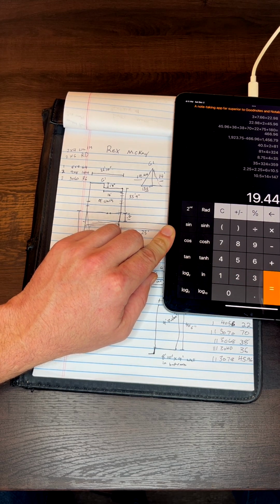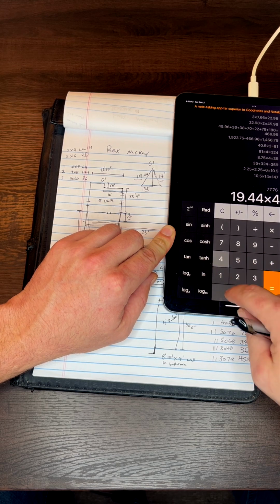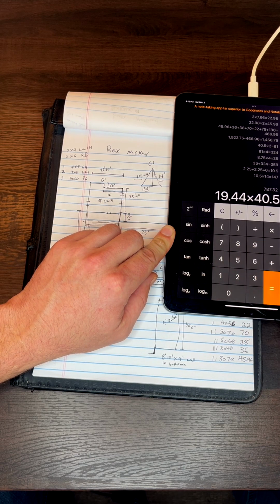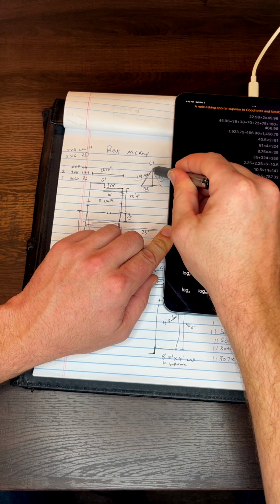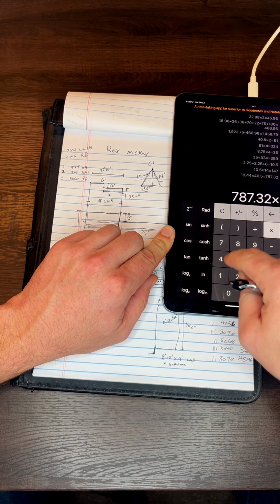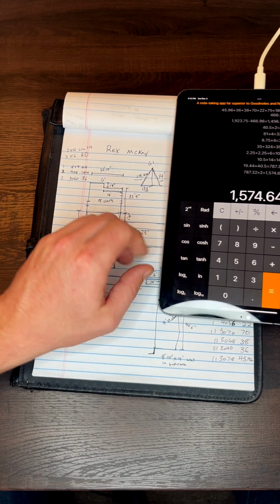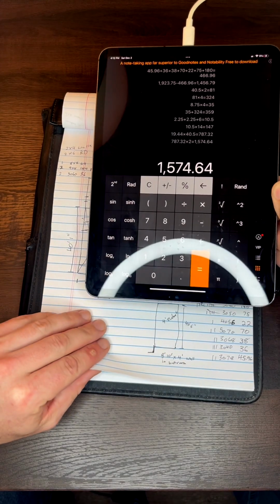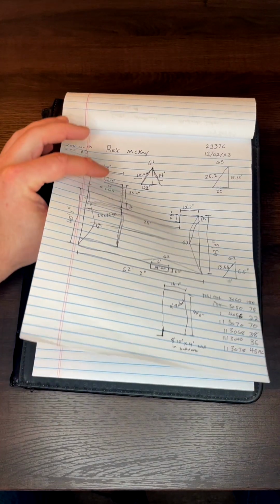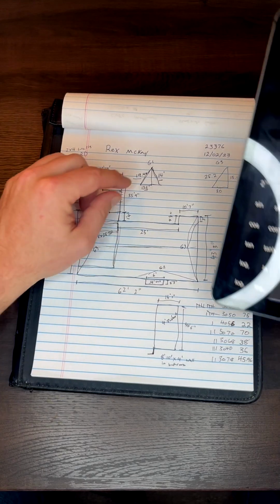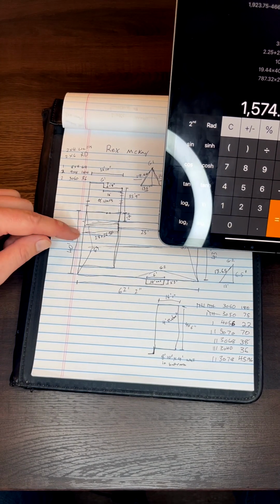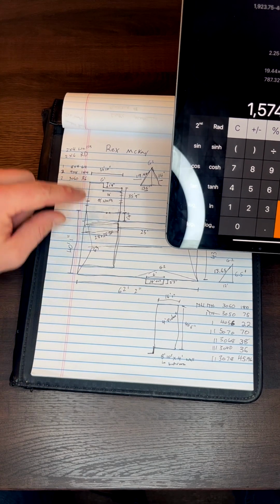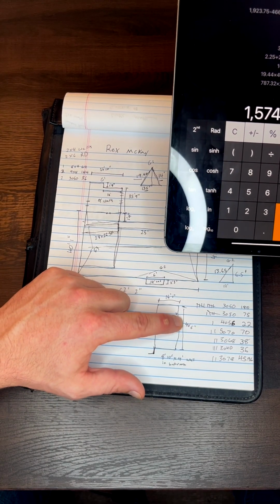So we've got 19.44 times 40 foot 6 inches equals. That's gonna give me 1/2 of the roof, but I need this half and this half, so we'll multiply this by 2. 1,574.64. What I did was I did 19.44 and multiplied it by my length, which is gonna be 40'6".